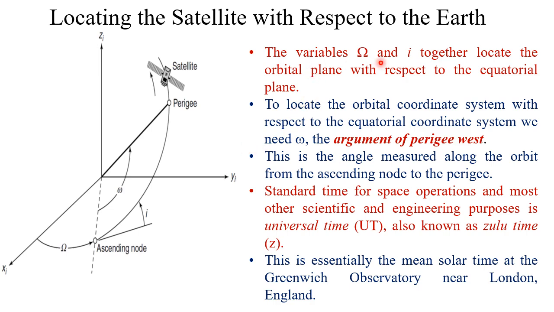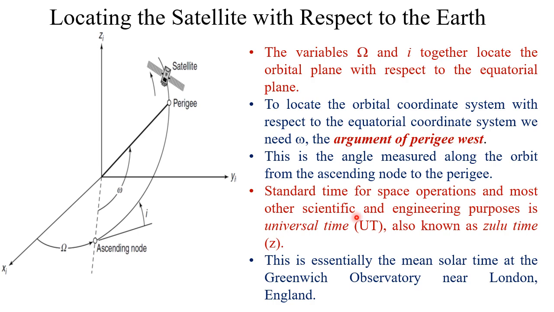Now variable capital omega and I together locate the orbital plane with respect to the equatorial plane. To locate the orbital coordinate system with respect to the equatorial coordinate system, we need small omega, which is called the argument of perigee. So this omega is actually the argument of perigee. This is the angle measured along the orbit from the ascending node to the perigee point.